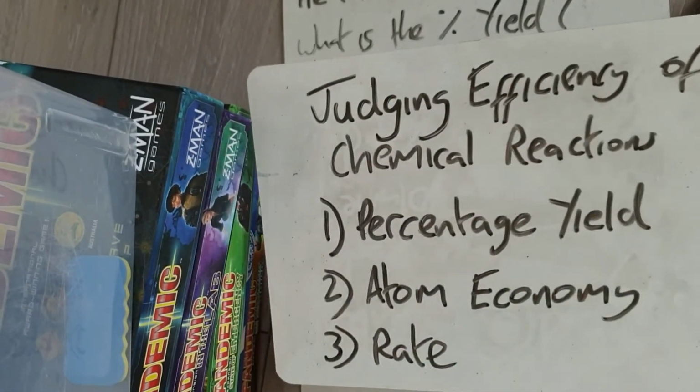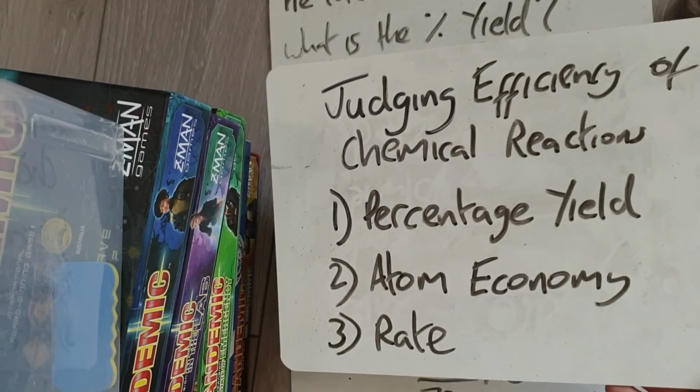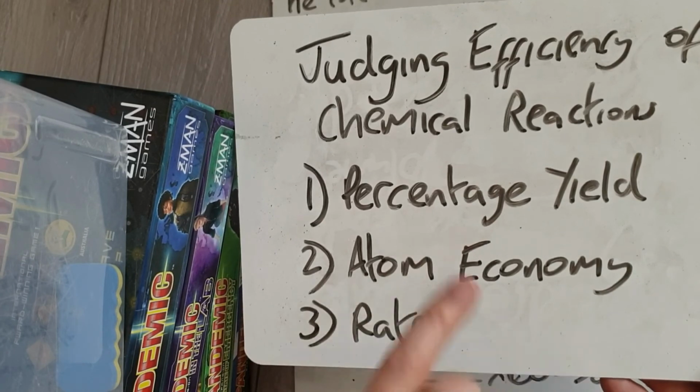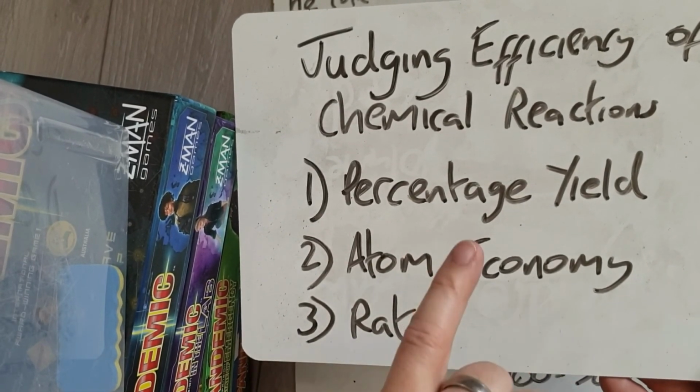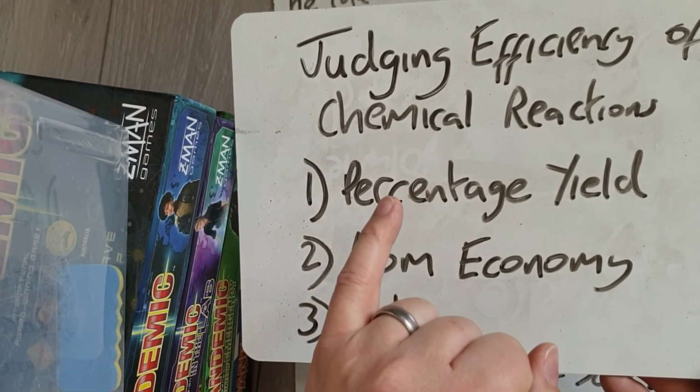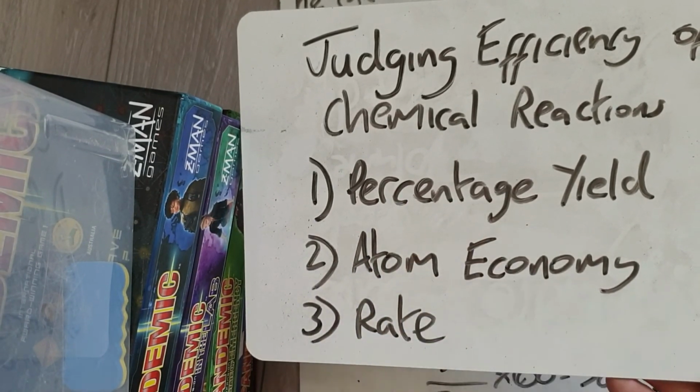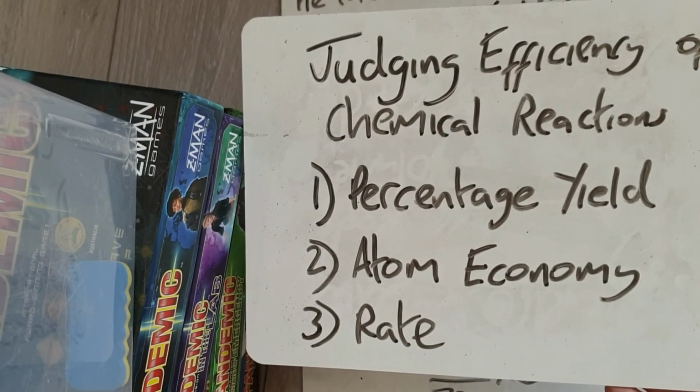So how efficient is a chemical reaction? How do you know percentage yield? You can do it the nice easy way where they will be really kind and give you the actual and the theoretical yield. Or there's a slightly more involved question where they give you the actual yield, but you have to work out the theoretical yield. Hopefully that's made sense.